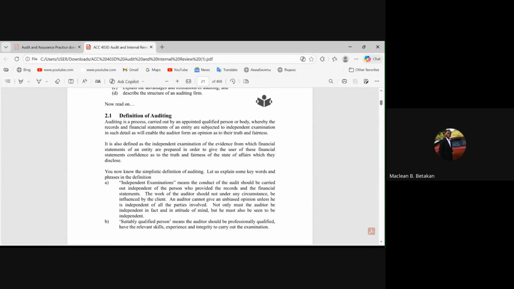Now, we have 3 key ideas here. We said that in defining auditing, you have to mention that there must be independence. So these are the key words I'm trying to give you. So the auditor must be what? Independent. So the word is independence, right?